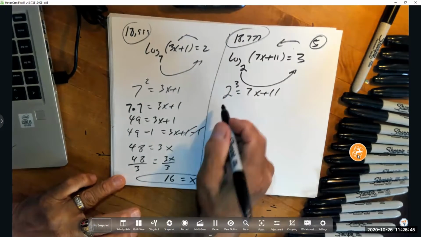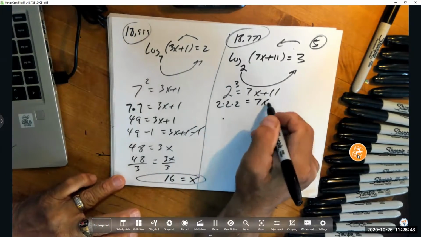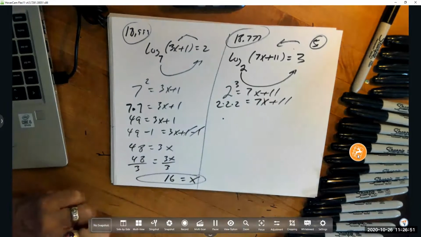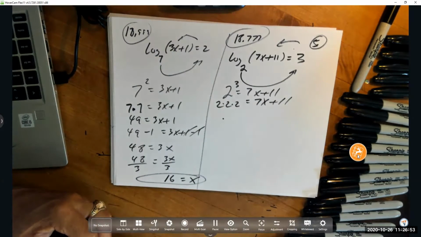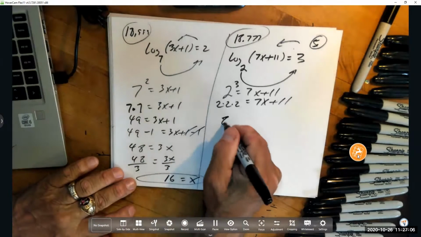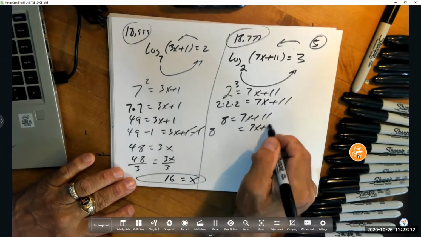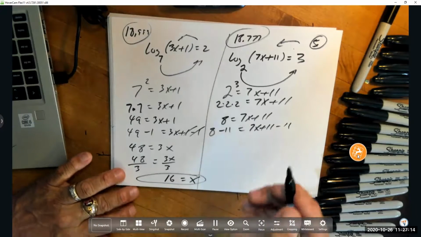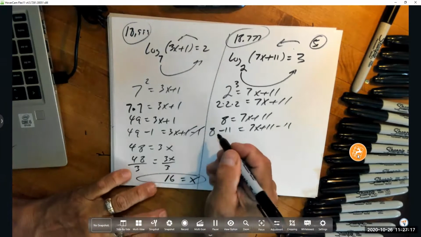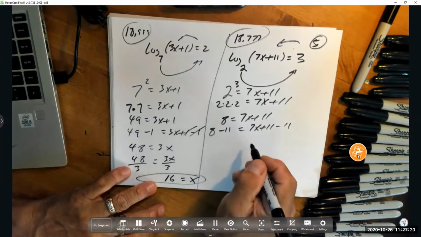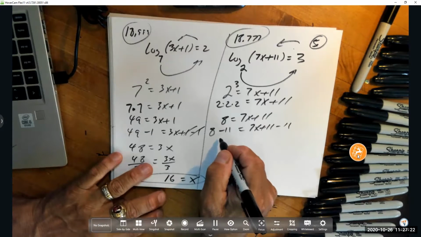What is 2 times 2 times 2? Do it in a calculator. What's 2 times 2 times 2? Calculator. Do it in a calculator. Don't do stuff in your head, man. 2 times 2 times 2. 8. 8 equals 7x plus 11. So now, minus 11, minus 11. So now 8 minus 11, do it in the calculator. -3.